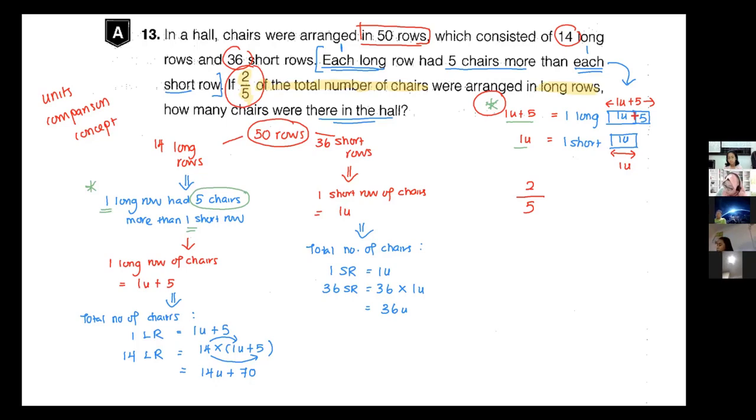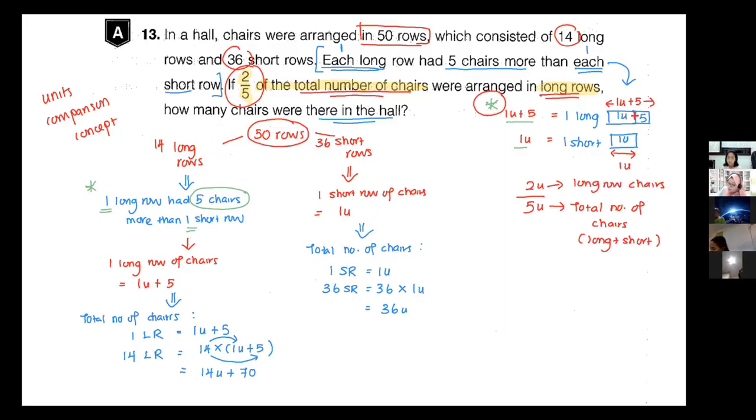So you know that a fraction in its simplest form is already in its units form. This is where the units also come from. The units came from the model just now, and the units come from this fraction as well. So 2 units and 5 units. The denominator always tells me the total. Total what? Total number of chairs. So total number of chairs means long plus my short row chairs. However, my 2 units only refer to my long row chairs.